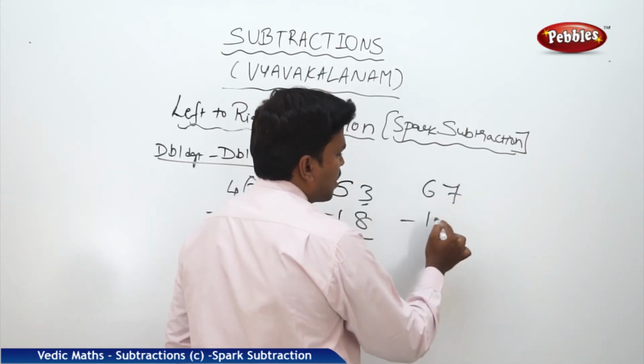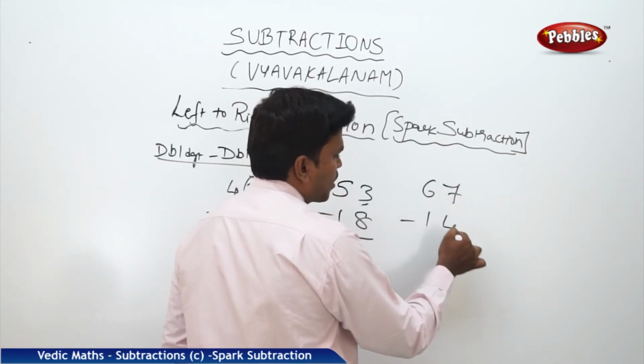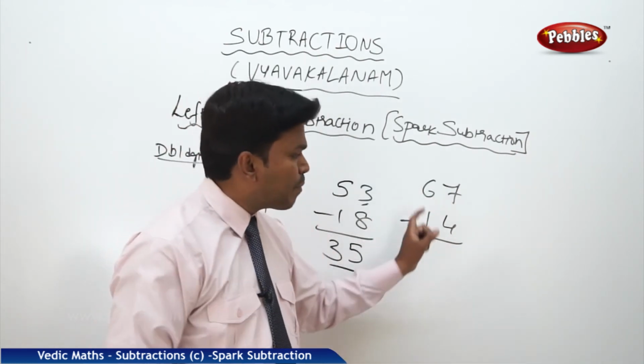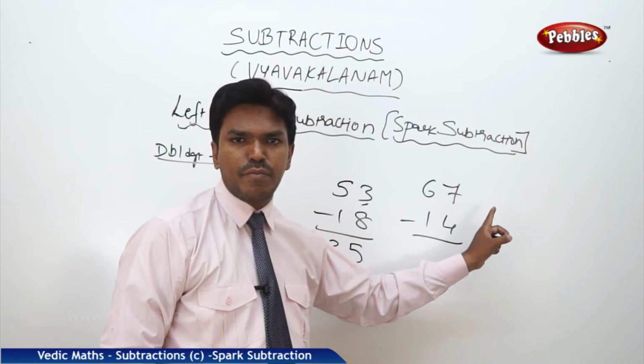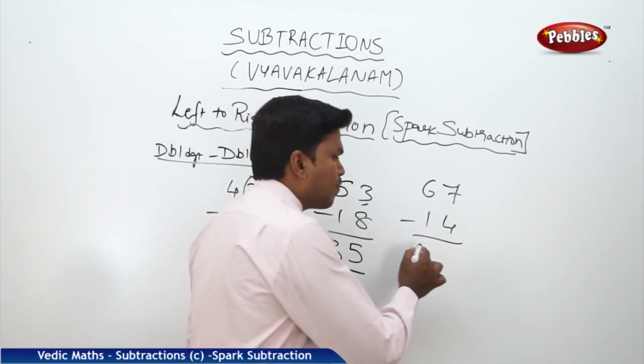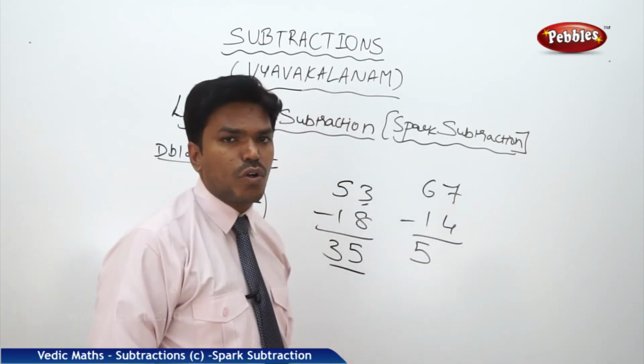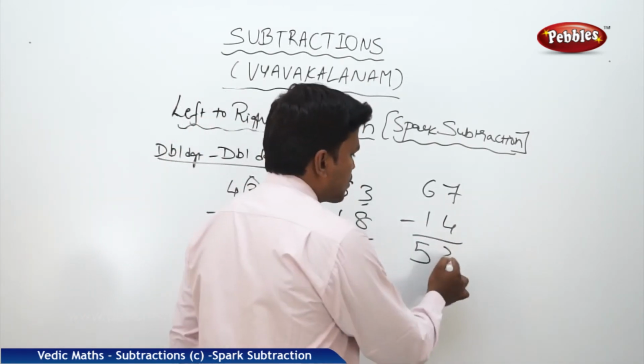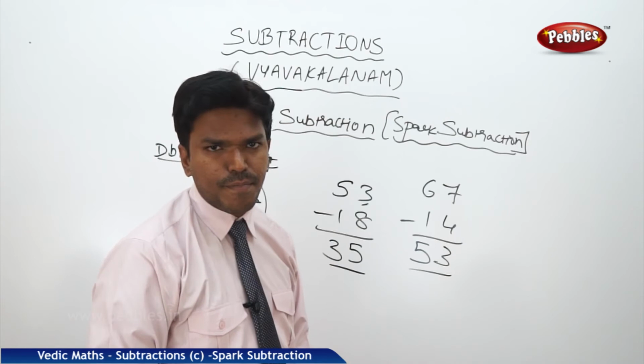67 minus 14. How much? What is 6 minus 1? 5. But before dropping 5, check whether the next numbers match or mismatch. They are match only. So 5 will be 5 only. No need of decreasing. No need of reducing. Now 7 minus 4, directly you can subtract. The answer is 3. So the answer is 53.